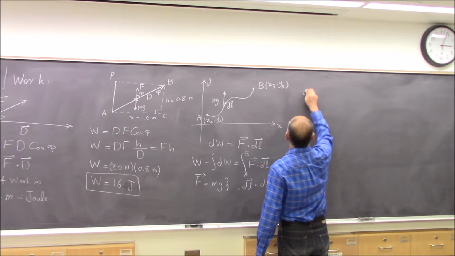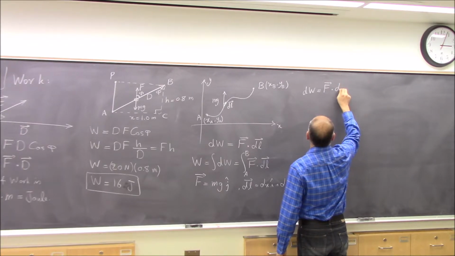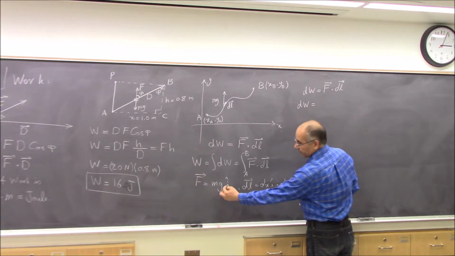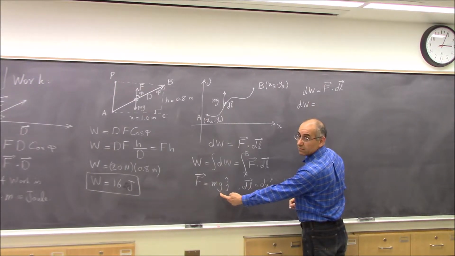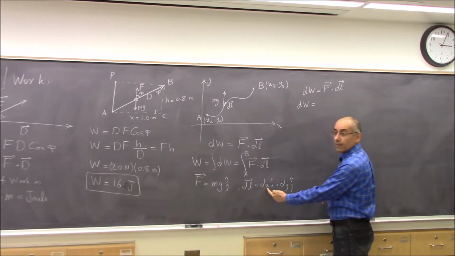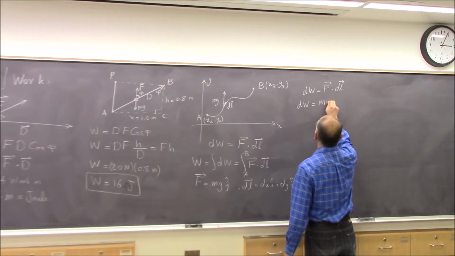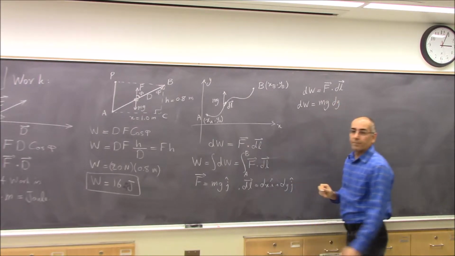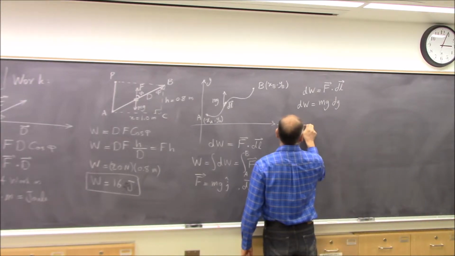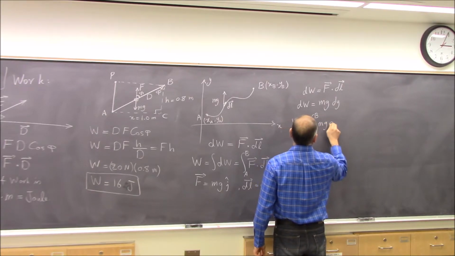Yeah. So dW, which is F dot dl, becomes what? Fx, how much is Fx? This is the y component, isn't it? So the x component is 0 times dx, and then mg times dy, right? So it becomes just mg times dy. And then you add these from a to b. So W will be the integral from a to b of mg dy.